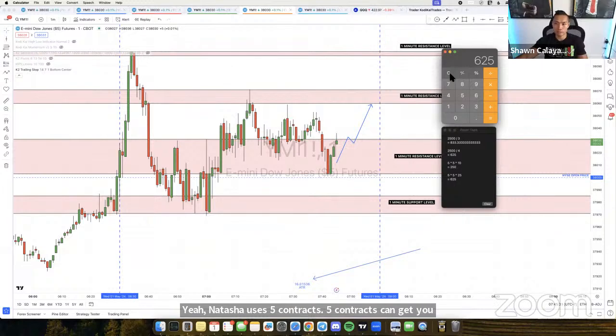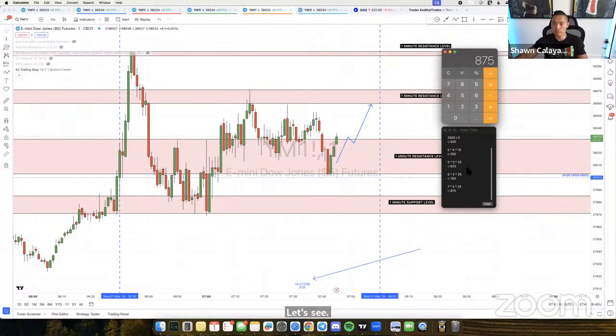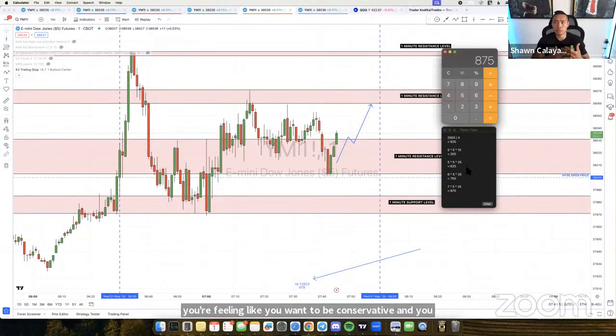conservatively. If you want to take a bigger risk, like if you feel confident, you don't think you're going to lose very much, then you can probably take 6. I don't think you can take 7. Let's see. I want to take 7. Okay, so you can take 5 or 6. 5 if you're feeling like you want to be conservative and you just want to get it done, but you don't want to risk too much. 5 is going to be solid.